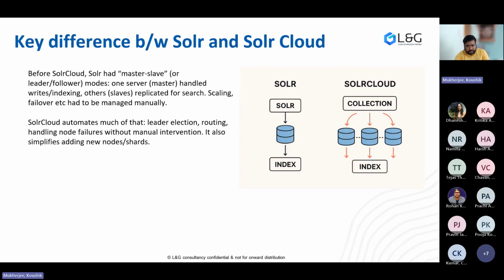What are the key differences between Solr and SolrCloud? Solr had a master and slave model, where one server handles the master and the other is the slave, replicating for the search. Scaling and failover need to be managed manually. But SolrCloud automatically manages all these things. It manages the leaders, the routing, and handles node failure automatically without any manual intervention. That is the main difference between Solr and SolrCloud.